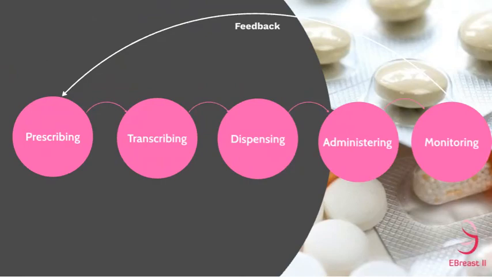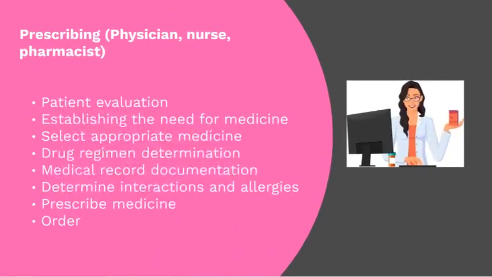Firstly, prescribing, which is done by physician, nurse, or pharmacist. It consists of patient evaluation, establishing the need for medicine, selecting appropriate medicine, drug regimen determination, medical record documentation, determination of interactions and allergies, prescribing the medicine, and ordering the medicine.